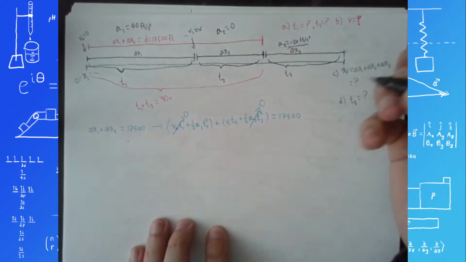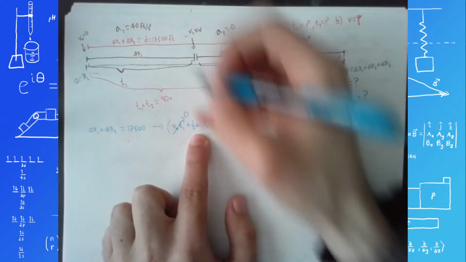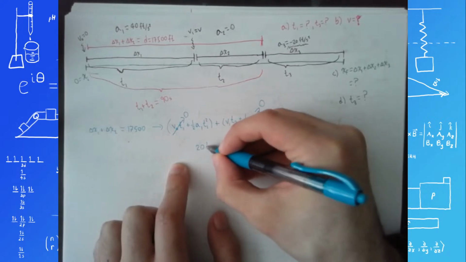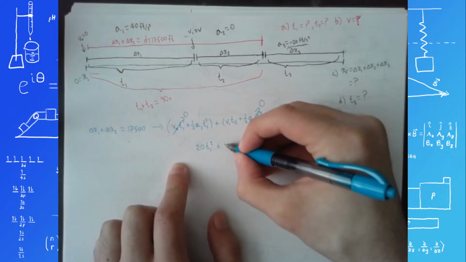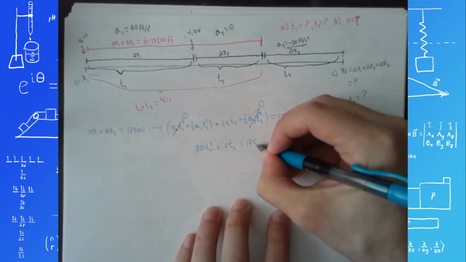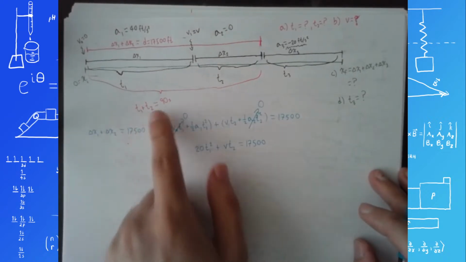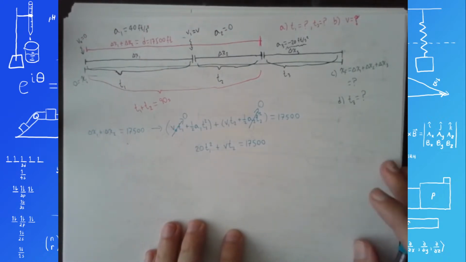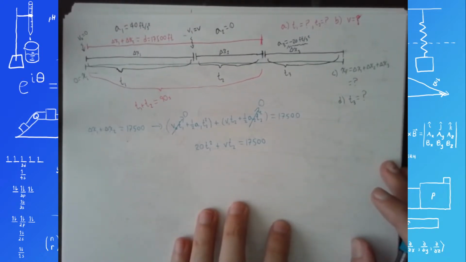So I'm going to write 1/2 times a1. a1 is 40, so 1/2 times 40, that's 20 t1 squared plus v times t2 equals 17,500. I could just rewrite the t2 as 90 minus t1, but that wouldn't be enough unless I can do something with the v. So for the v, what can I do?